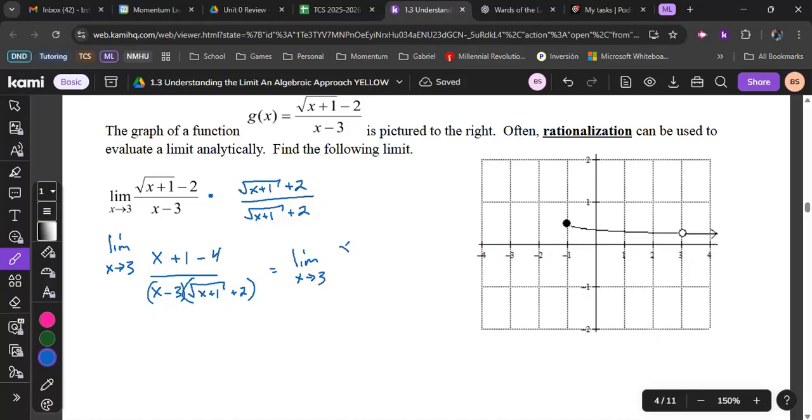No, watch. This is going to be x minus 3 over x minus 3 times the square root of x plus 1 plus 2. What happens?